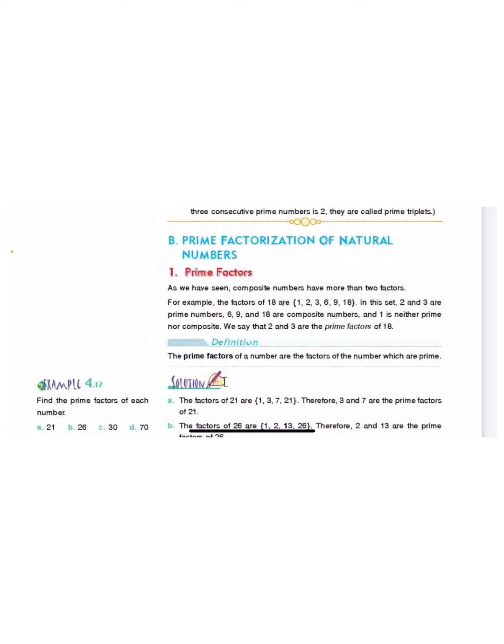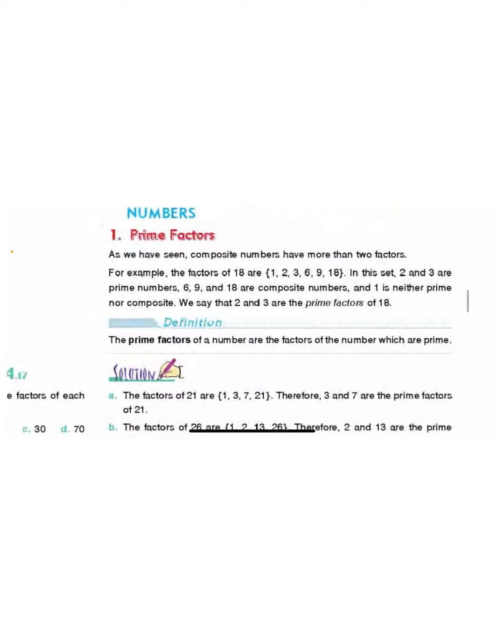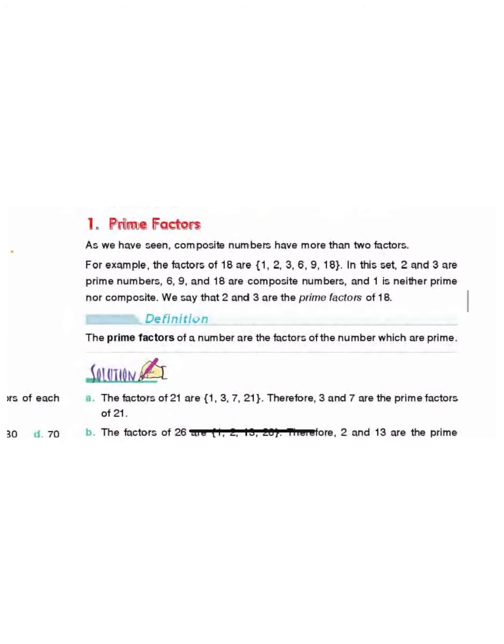The second part of the topic is prime factorization of natural numbers. About prime factors. We know that composite numbers have more than 2 factors. For example, the factors of 18 are 1, 2, 3, 6, 9, and 18. In this set, 2 and 3 are prime numbers. 6, 9, and 18 are composite numbers. And 1 is neither prime nor composite. We say that 2 and 3 are the prime factors of 18.